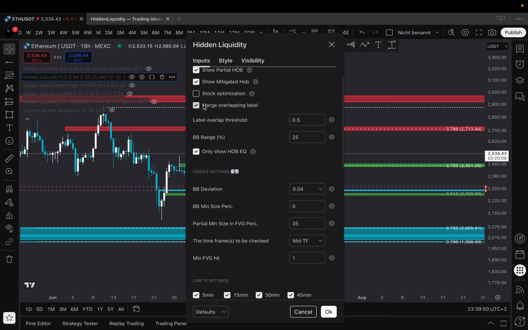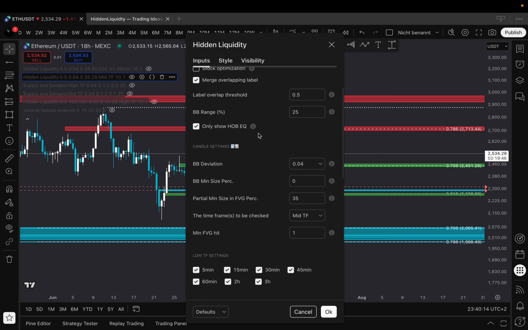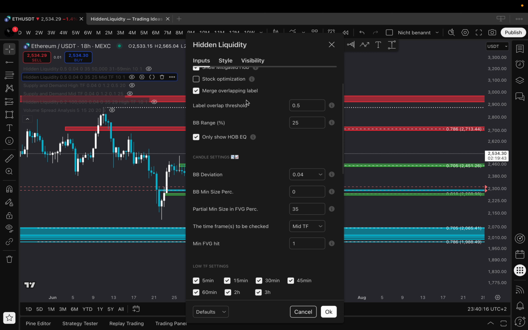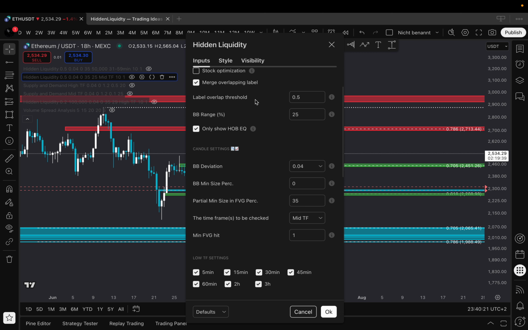Then we've got merge overlapping labels. That's crucial if you're charting and you're seeing clusters, right? And you want to read the labels, then you should have merge overlapping labels on, because it merges the labels and makes them clearer and better to read. Then we've got a threshold setting that comes with the overlapping label setting. It lets you decide how strict you want to merge the labels.